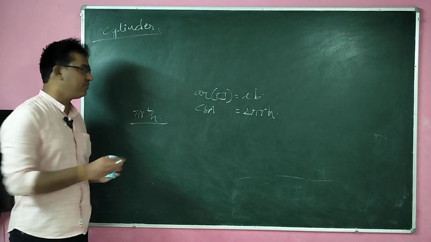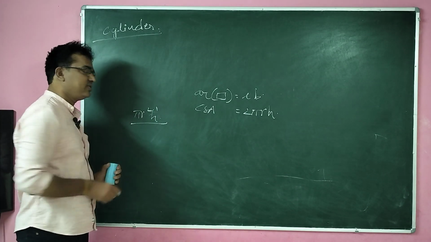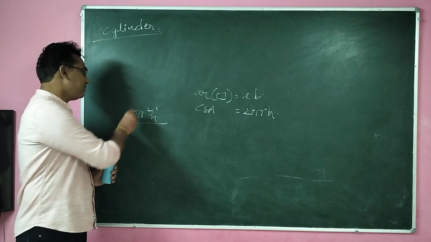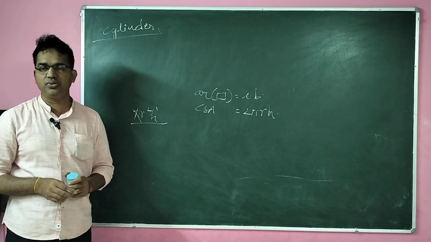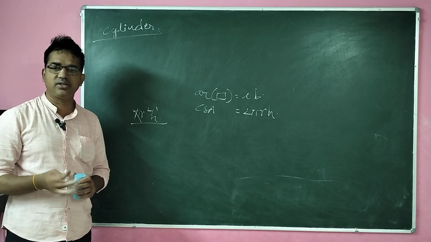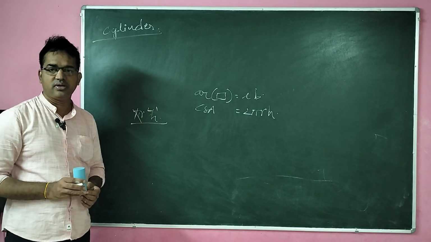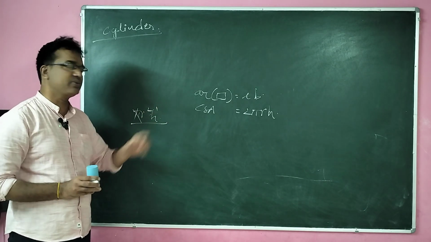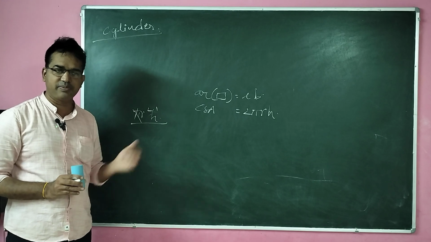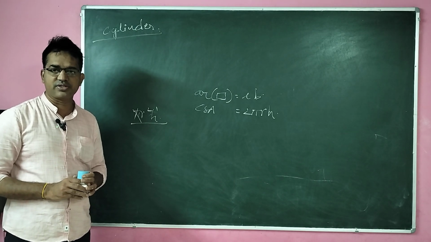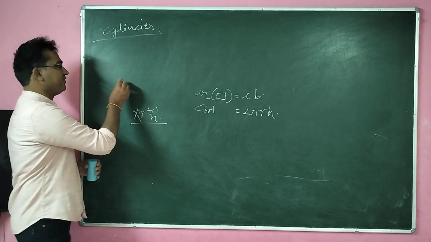What is the highest power here? R has power 2, and constants like pi, 2, 3 by 4, root 3, you neglect them. Then R square into h, where h is 1. 2 plus 1 is 3. It belongs to volume.